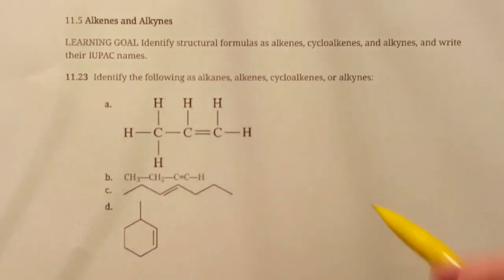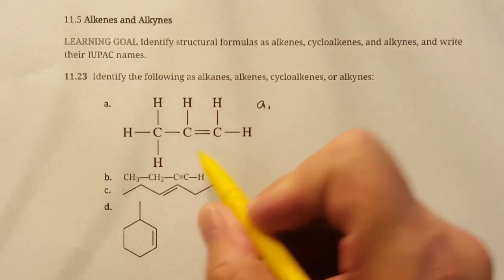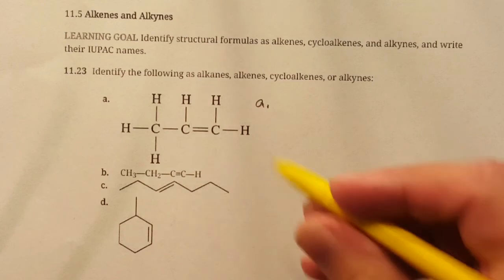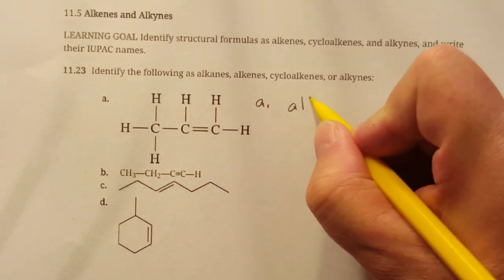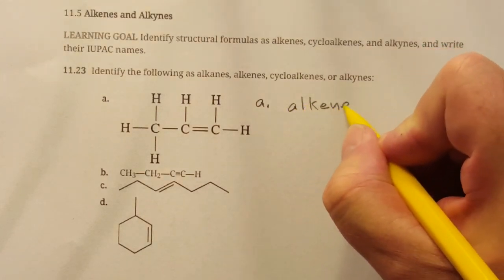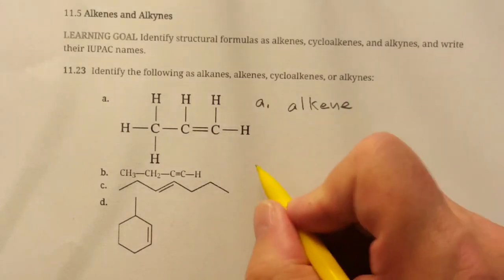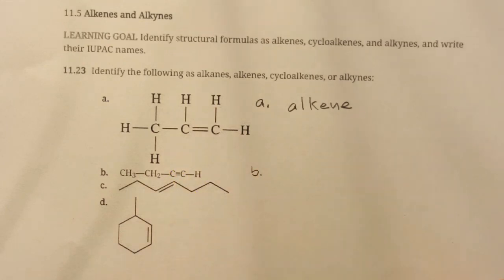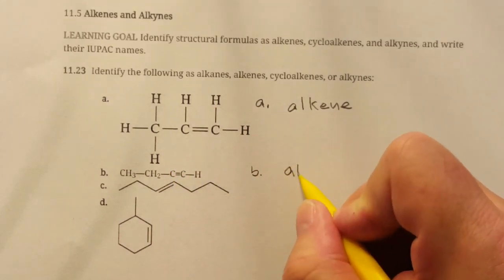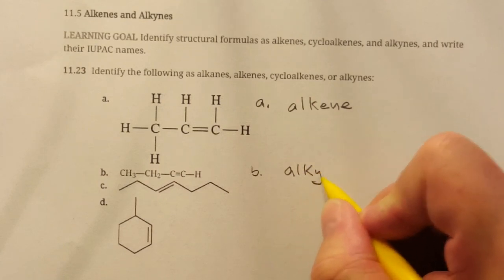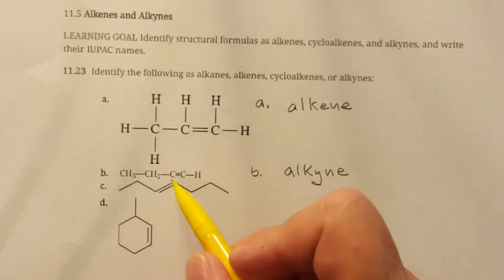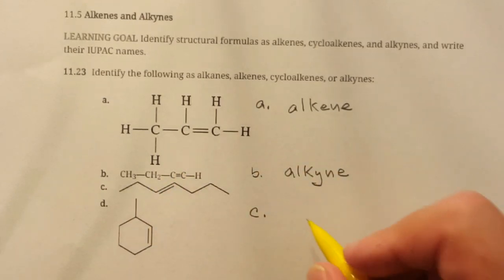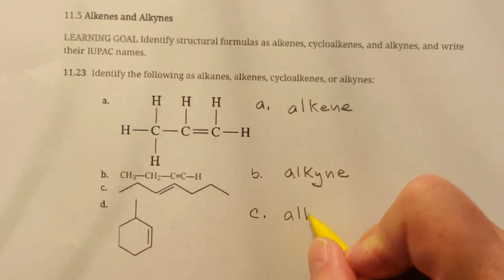So let's begin with A. This has a double bond, so it therefore is designated as an alkene. Alkenes have double bonds. Let's move to B. B has a triple bond, so this is an alkyne. Alkynes have triple bonds. C, this is a double bond, so it is also an alkene.